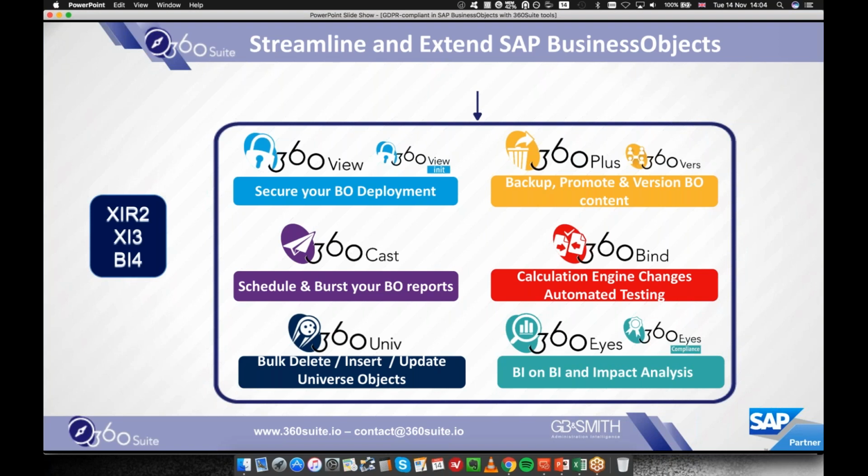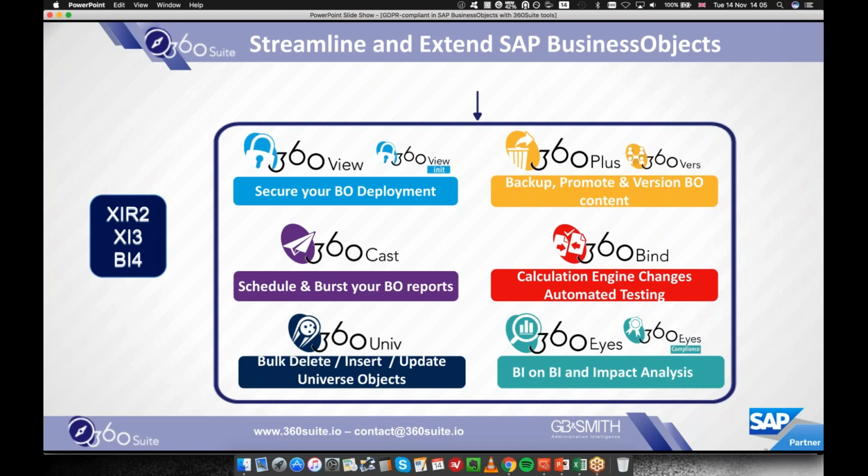So the first one, 360 View, is a tool that allows you to secure your deployment, to do general Business Objects administration, essentially a bit as a replacement to the CMC. You can do a lot of bulk actions, bulk updates of user properties, objects, the likes of such, and you also have access to Matrix, which makes not only the administration of security but also the implementation of security much easier.